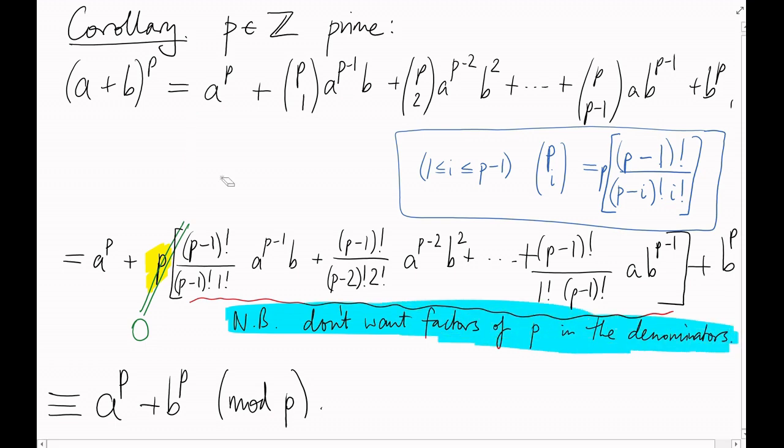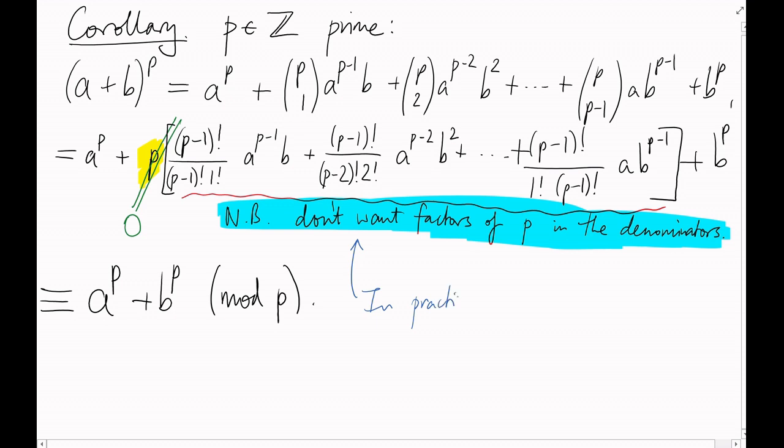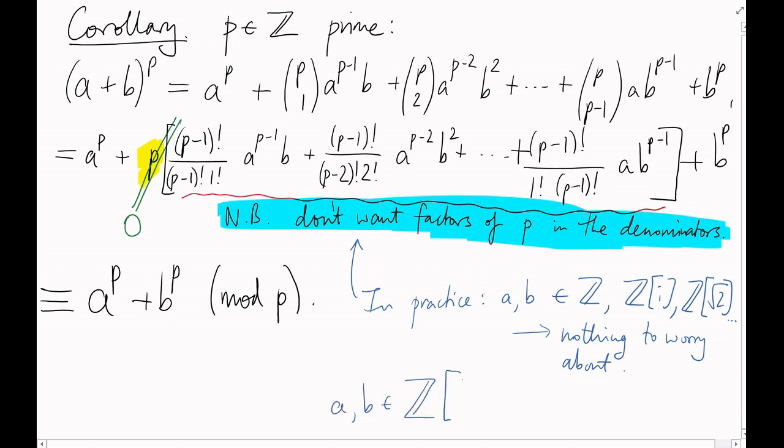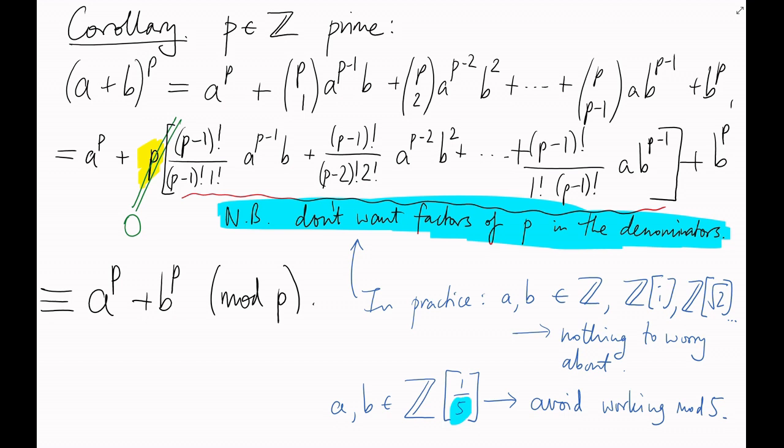Now in practice, if we take a and b to be elements of rings like Z, or Z adjoin root 2, or Z adjoin i, or rings like that, there's nothing to worry about. There are no denominators at all in these rings. On the other hand, if we ever find ourselves talking about rings like Z adjoin a fifth, we'll err on the side of caution and just completely avoid working modulo 5. From now on, I'm not going to mention this again unless it becomes an issue.